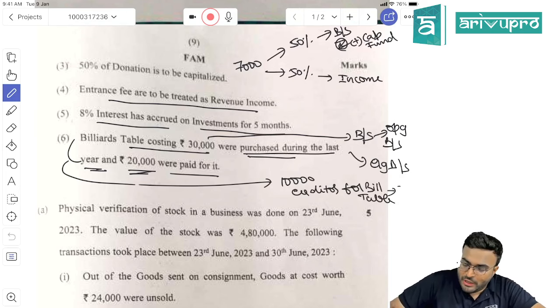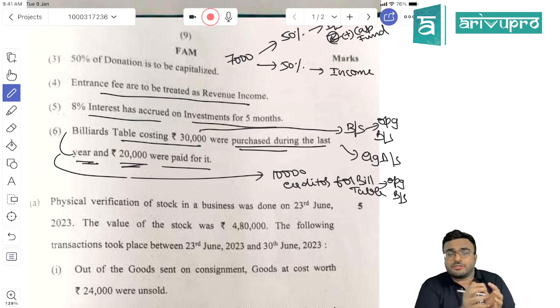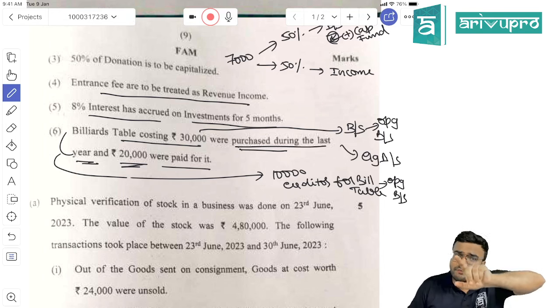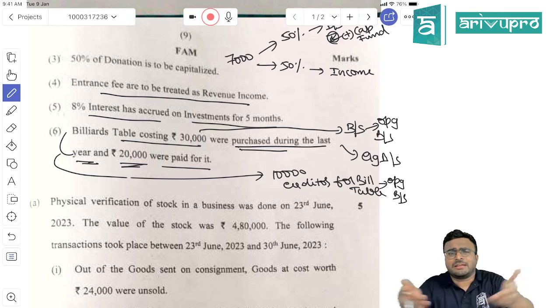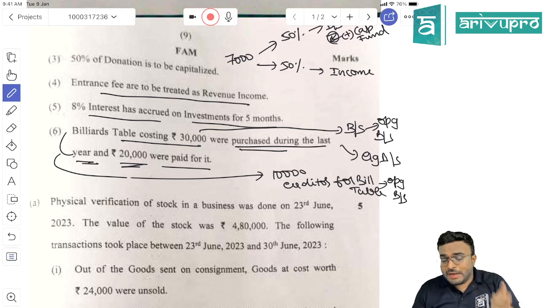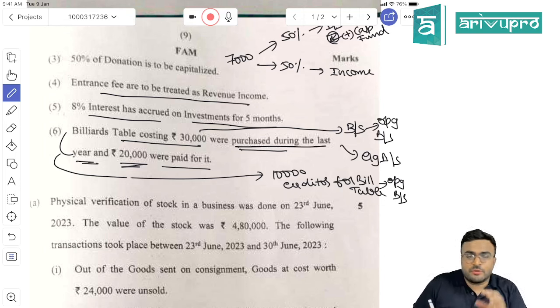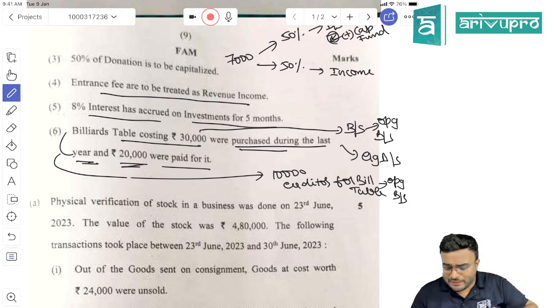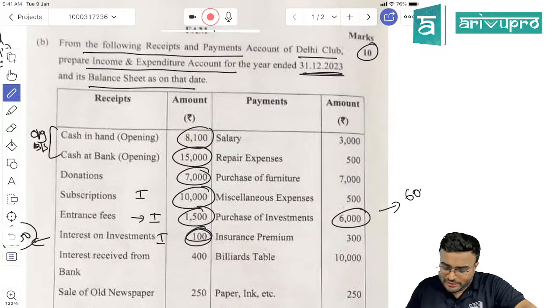Where will it be shown? In the opening balance sheet. So when you're preparing your opening balance sheet, 10,000 will be shown as creditors for billiards table. What did they tell over here? Billiards table costing 30,000 was purchased last year. So that table has to be there in the opening balance sheet, and it will be there in the closing balance sheet also. Only 20,000 was paid. That means 10,000 was not paid. It's a liability now. It will be on the liability side of the balance sheet when you prepare your opening balance sheet.